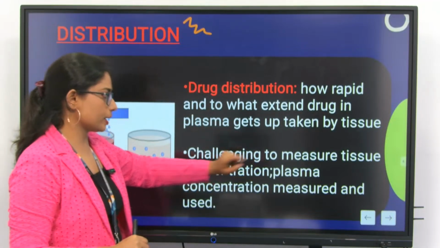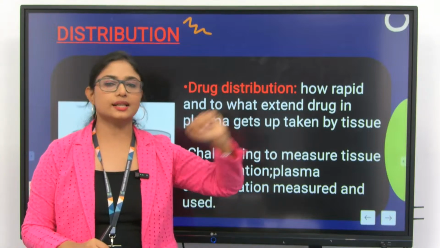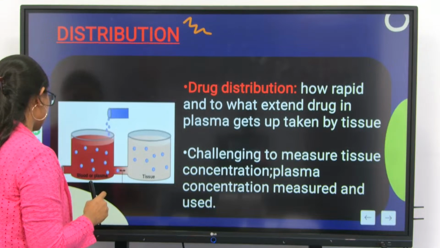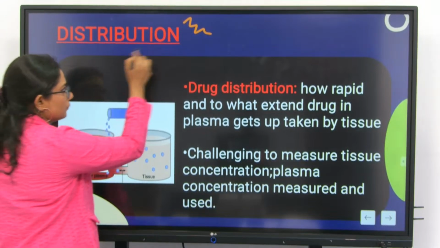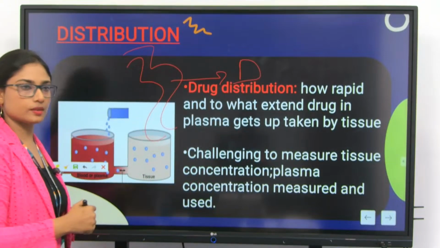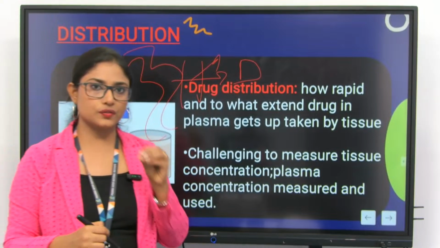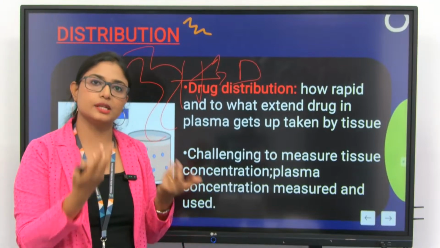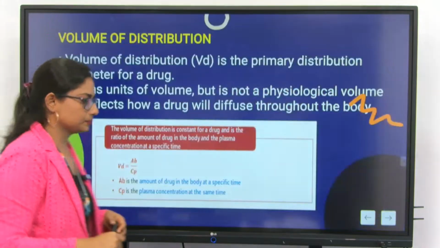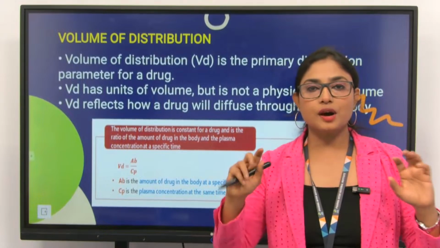It is challenging to measure the tissue concentration, so plasma concentration is measured to know how much of the drug is getting distributed. That means to measure how much drug is getting distributed, we cannot collect samples from the tissues, isn't it? So we can easily collect the blood sample. If the concentration of the drug in the plasma or the blood is less, that means what? More drug is getting distributed. So this is defined by a term which is known as volume of distribution.